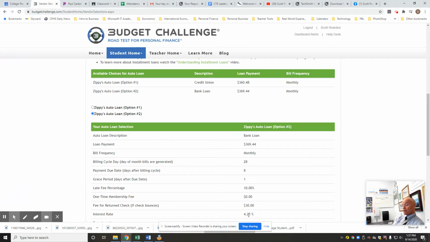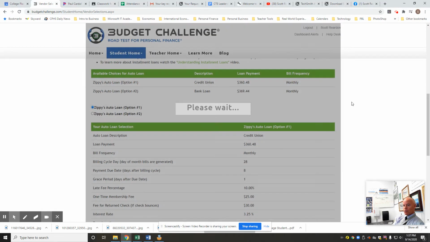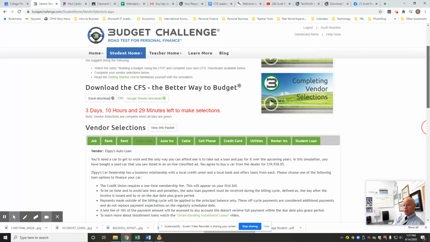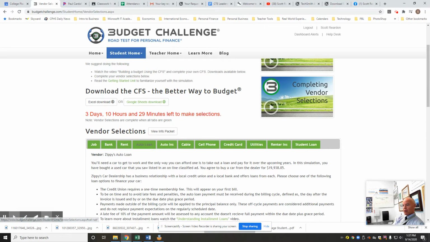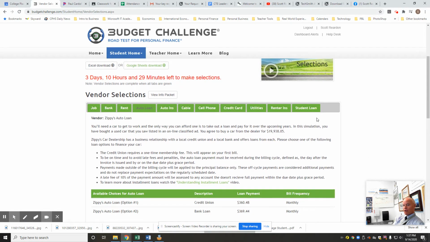So which one do you want to select? You can do the math. I'm not sure, honestly, exactly which one is better. I just selected option 1 for now. Move along with life, and the auto loan is now green. Now, I realize all my tabs are green, but I'm kind of going one at a time.